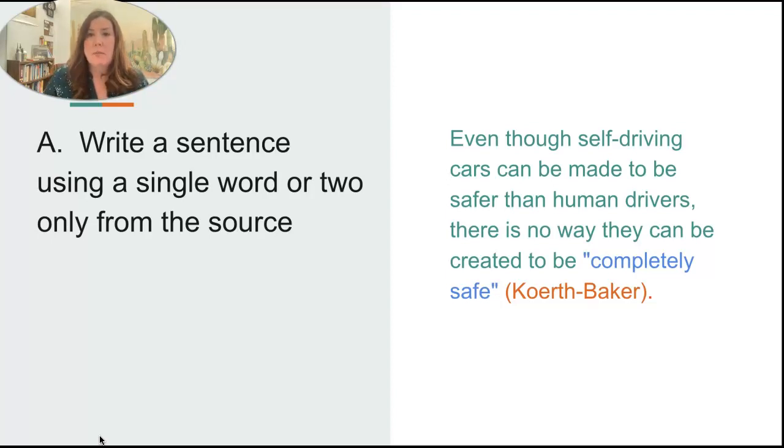So here is an example. Even though self-driving cars can be made to be safer than human drivers, there's no way they can be created to be, quote, completely safe. And then we have a citation here. So Kurth Baker is the author, and then we have the period at the end. I will say, this isn't the best quotation. When you quote something, you really want it to be really singular. You really want that phrase to really wow them and be something you couldn't just simply paraphrase. So this is a decent example, but I think there are probably better ones out there.